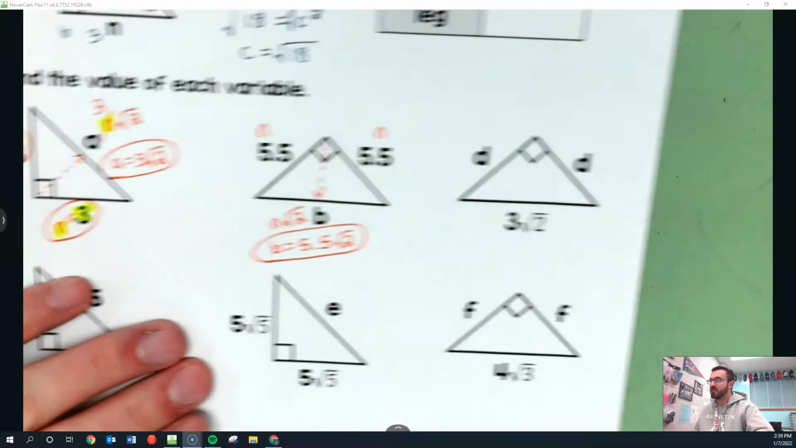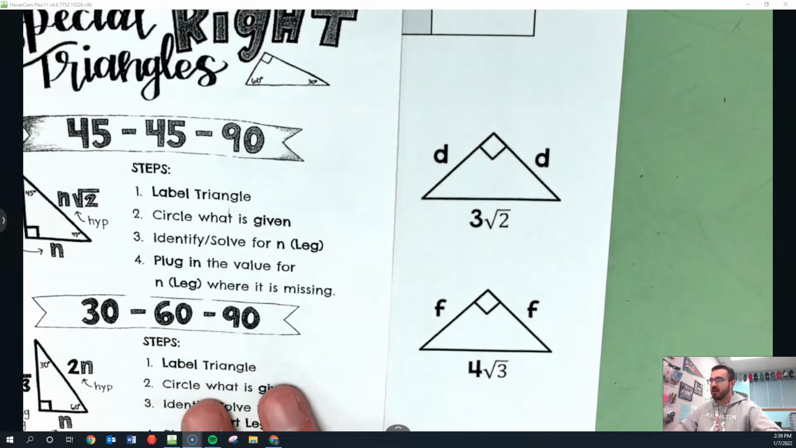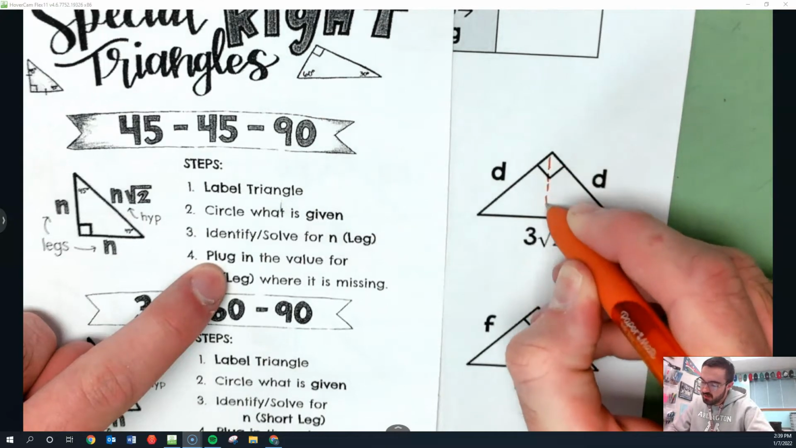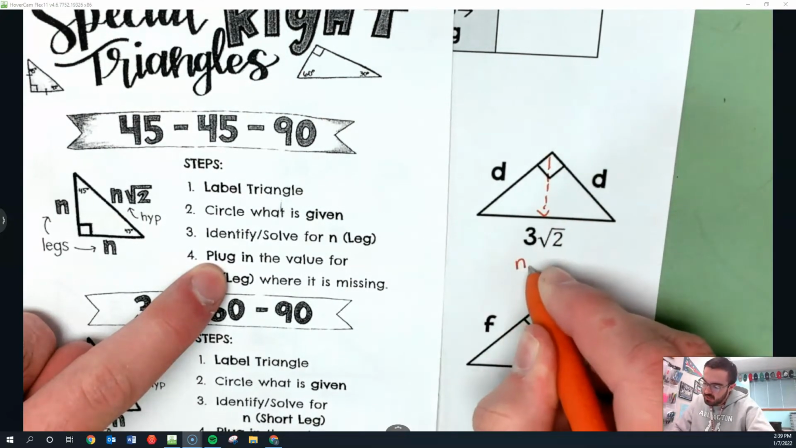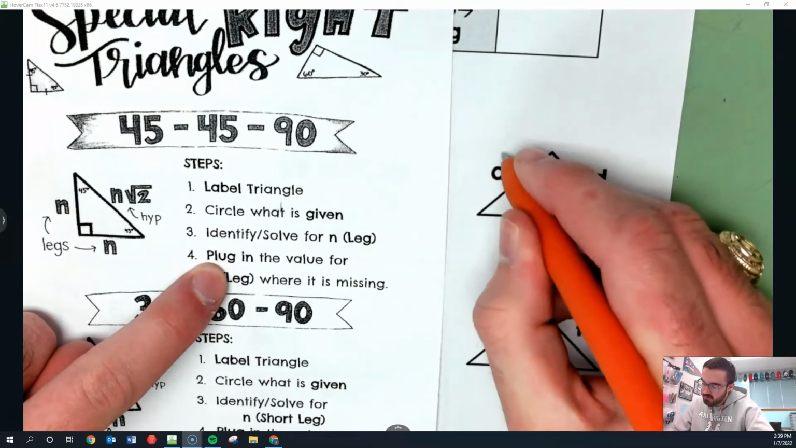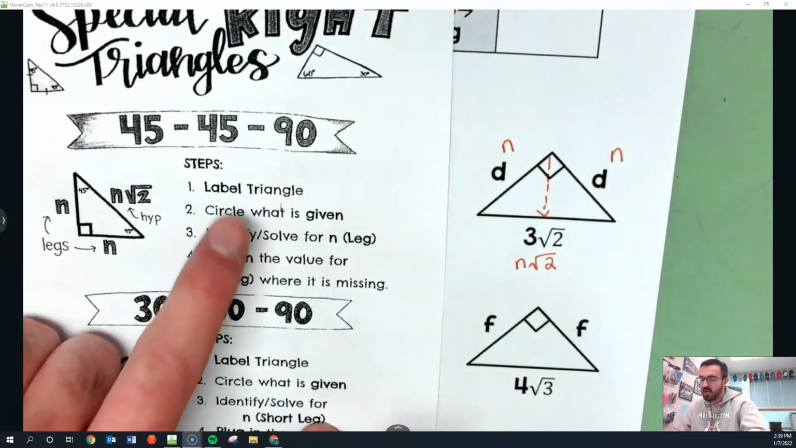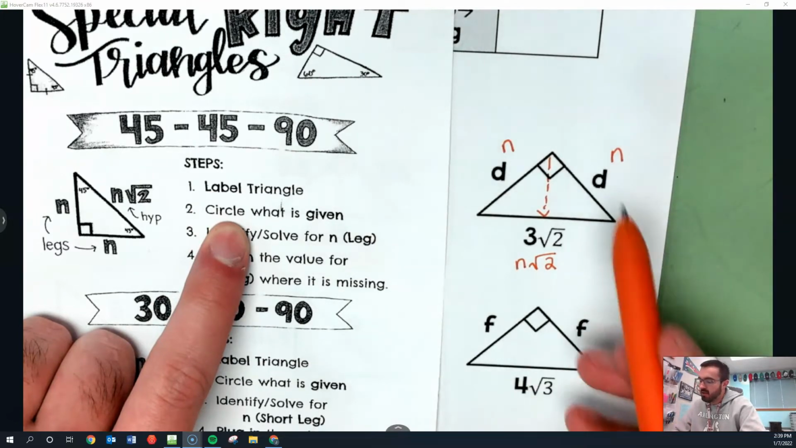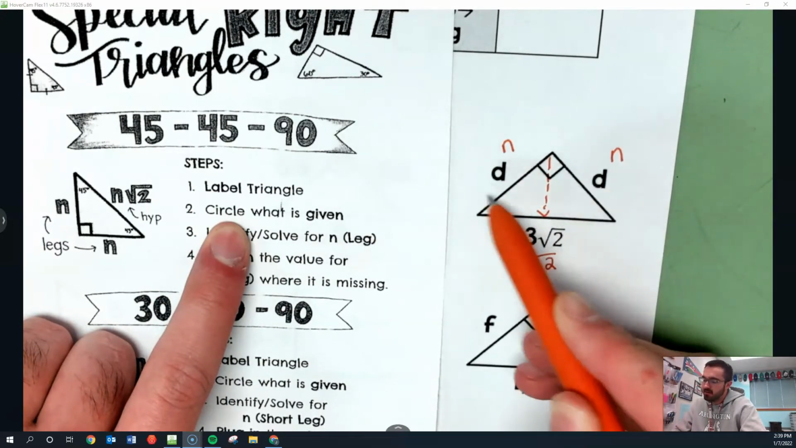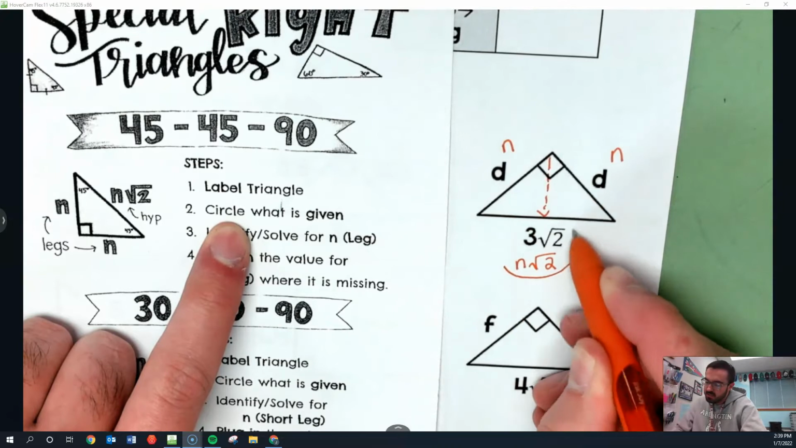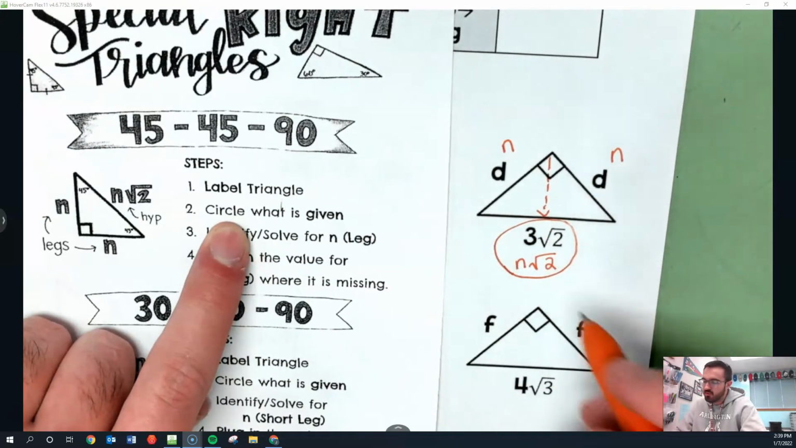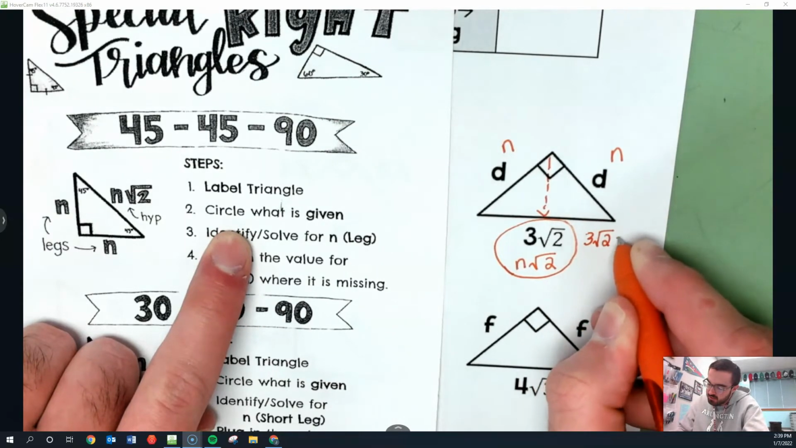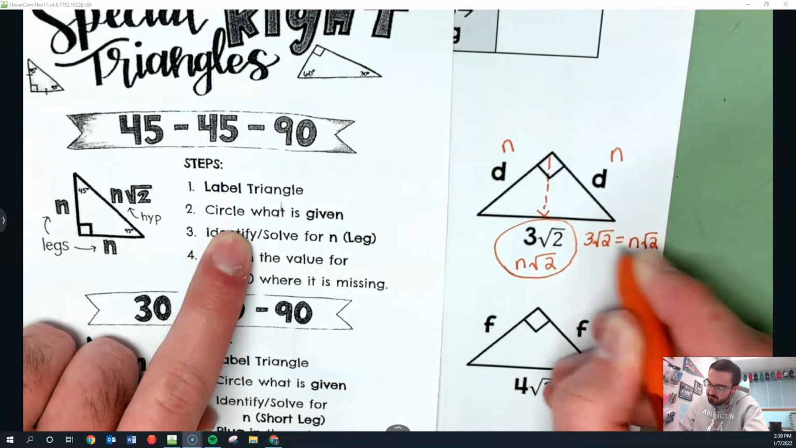All right, let's take a look at one where the steps are helpful again. All right, here we go. We're going to label our triangle. Okay, across from the right angle is n square root of 2, and then the legs are n and n. Check. We've labeled our triangle. We're going to circle what is given. Okay, we don't know anything about the d right here or the d. So we know this. Anytime we circle it, we can now have an equation. So 3 square root of 2 is going to be equal to n square root of 2.